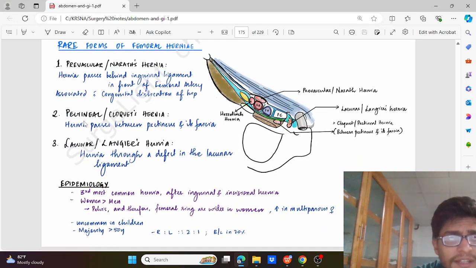Narath's hernia. Then the pectineal or Cloquet's hernia, where the hernia passes between the pectineus and its fascia, that is down below, that is Cloquet or pectineal hernia. Then we have lacunar or Laugier hernia through the defect in the lacunar ligament, that is medially.